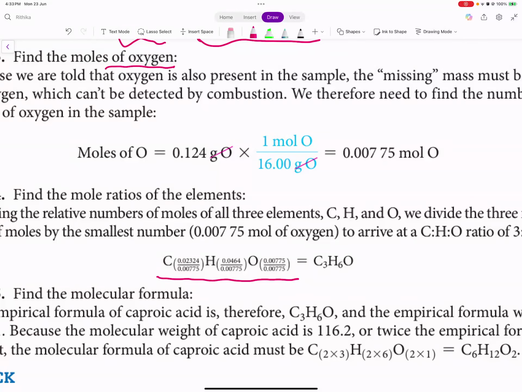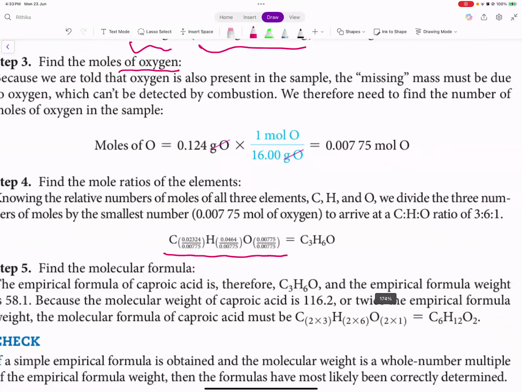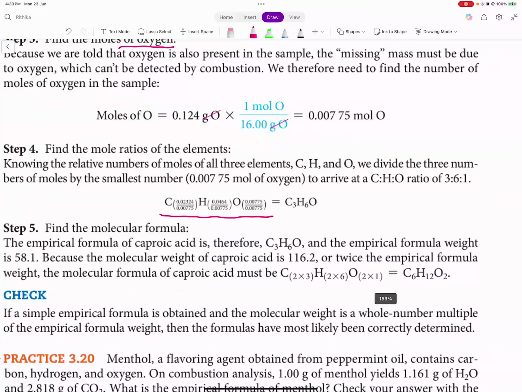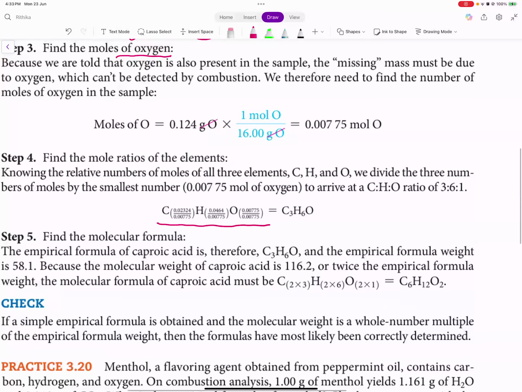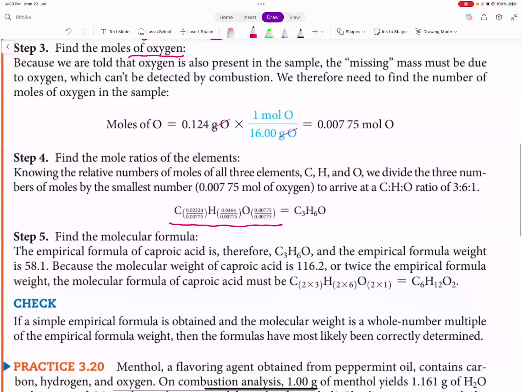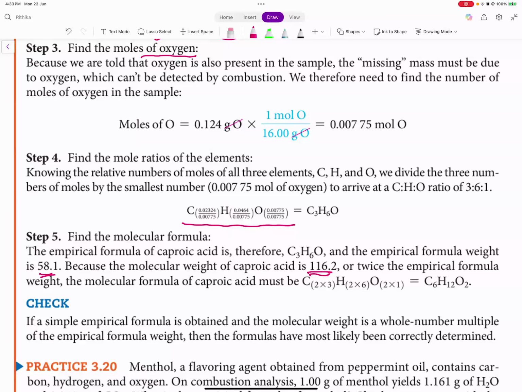Now the empirical formula mass, if you calculate, is 58. The molar mass is given as 116. So it is twice, which means the multiple is 2. I multiply everything by 2 and I get C6H12O2.